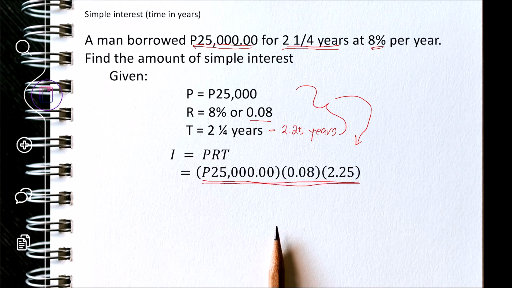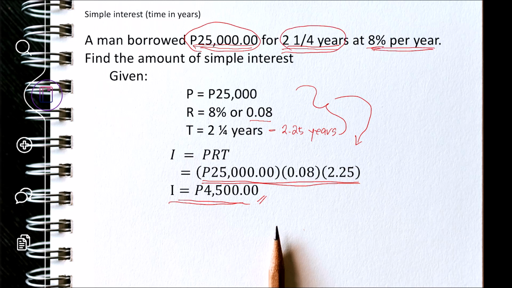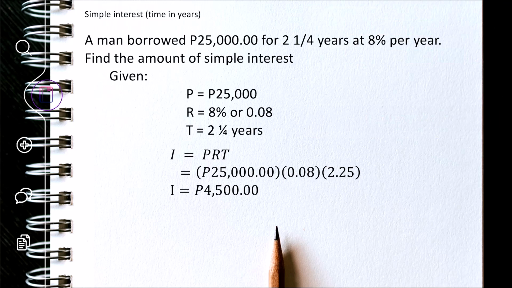Since you are allowed to use calculator, mag-calculator na po tayo. Medyo mahirap po itong i-multiply nang wala tayong calculator. And then, the final answer is the simple interest is equal to 4,500 pesos. That is the interest of 25,000 in 2 and 1/4 years at 8% per year. Ayun po. Okay. Bago tayo tumalon sa next example, burahin muna natin yung mga pen.